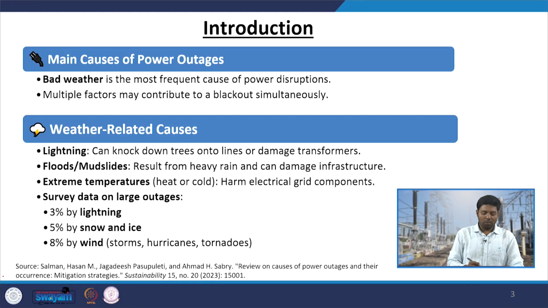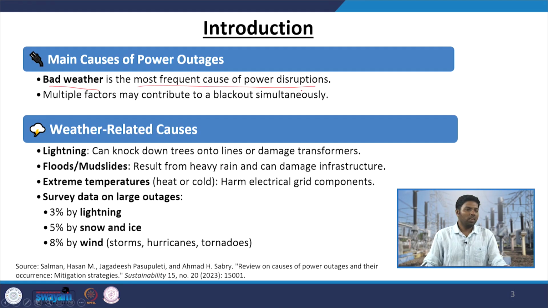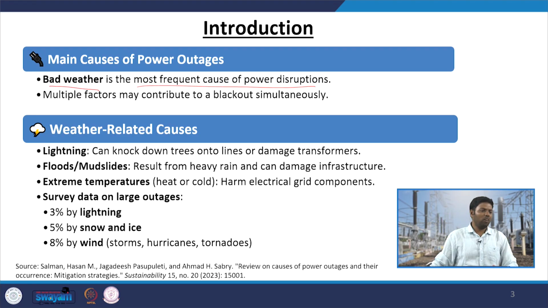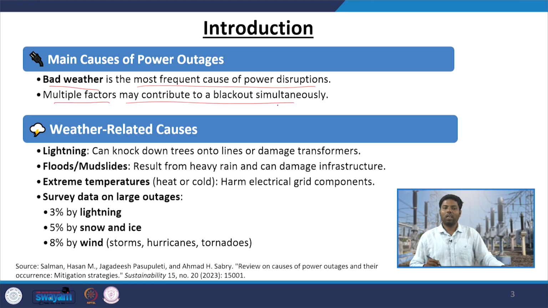Most of the time, the main cause is bad weather, which is the most frequent cause of power disruption. That means a bad weather hazard happens and causes your power failure. Sometimes some lines have been broken or some poles have fallen down. These things keep on happening if you have a bad weather condition, that means very high wind, let us say hurricane condition or storm or wind loading or ice storm. If these things happen, you will have a power outage. So, multiple factors may contribute to a blackout simultaneously.